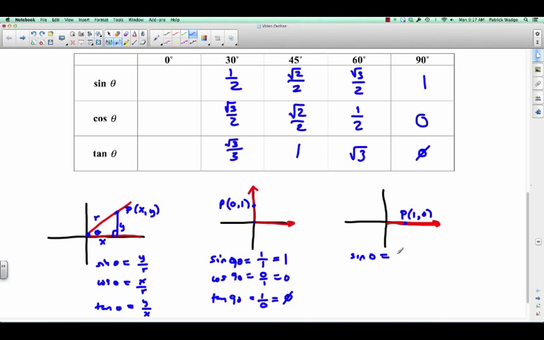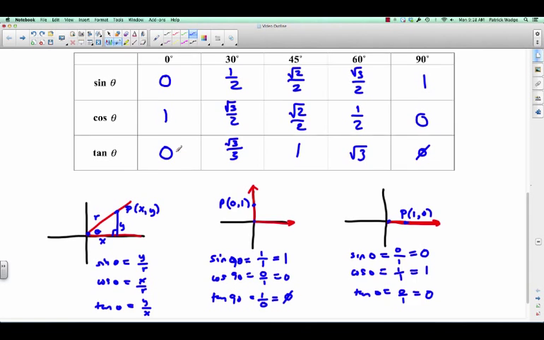Okay, sine 0 equals, so sine's y over r. The y amount is 0. And how much is r? Remember, it's this distance from here to here. It's 1 again. 0 divided by 1 is 0. So this is 0. Cos 0. Cos is x divided by r. X is 1, r is 1, cosine of 0 is 1. And tan of 0. Tan is y divided by x. Y is 0, x is 1, 0 divided by 1 is 0. Done. So we filled in the whole table.